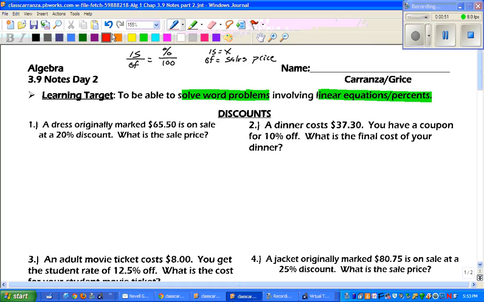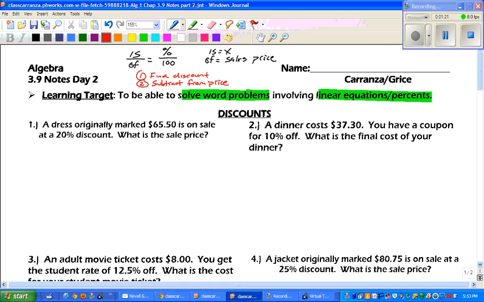So when we are solving these types of word problems, when we're working with discounts, the first thing that we need to do is to find the discount, and after that we need to subtract from the price. So let's go through a couple of examples to see how you guys do.